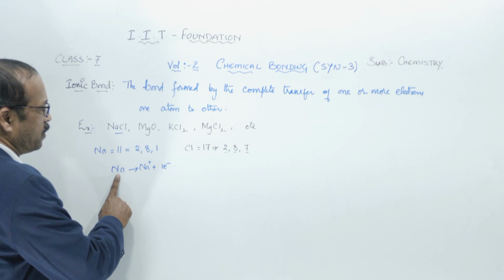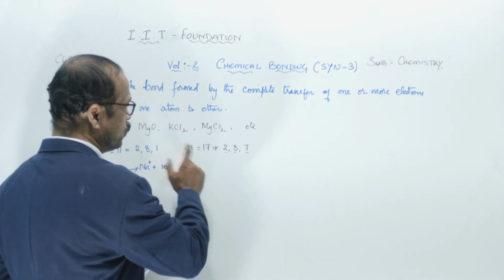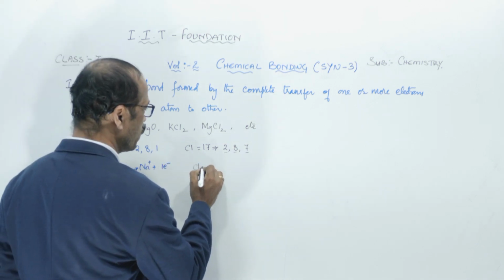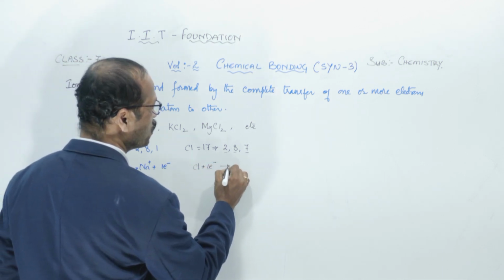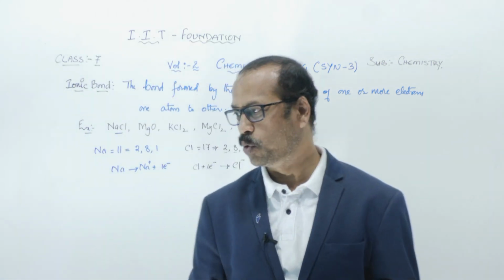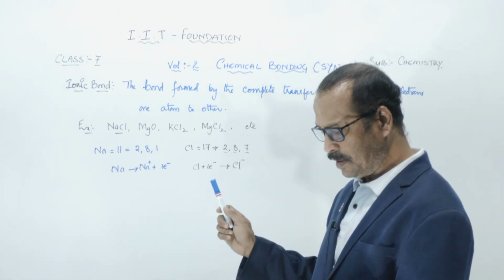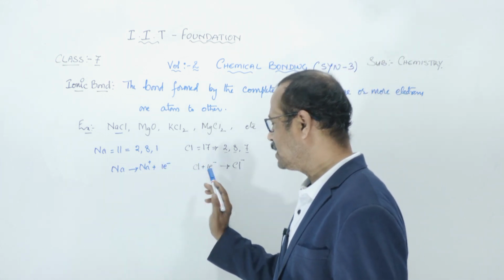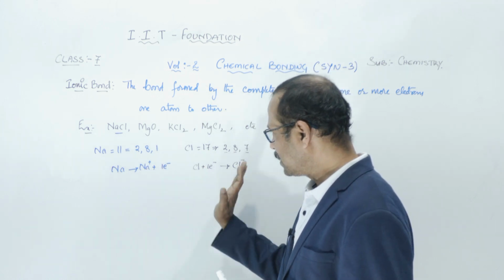Now the electron that is lost by the sodium will be taken by the chlorine. So this chlorine takes this one electron. When it takes one electron, it becomes Cl minus, the chloride ion. Clear? Now see here, this is Na plus and this is Cl minus. So this is the cation, this is the anion.